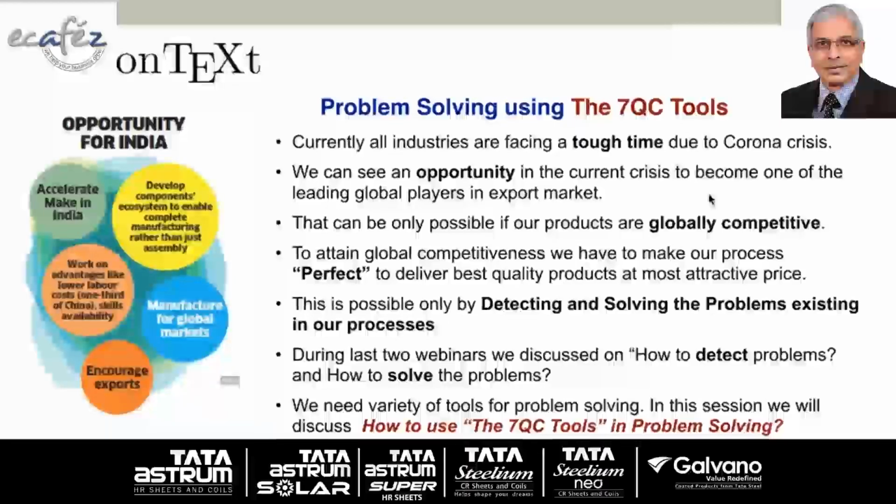And because of that, they are able to produce the best quality products. So what are these 7 QC tools? The first one is the flowchart, second is the check sheet, third is the histogram, fourth is the cause and effect diagram, fifth is the Pareto diagram, sixth is the scatter diagram, seventh is the control chart.